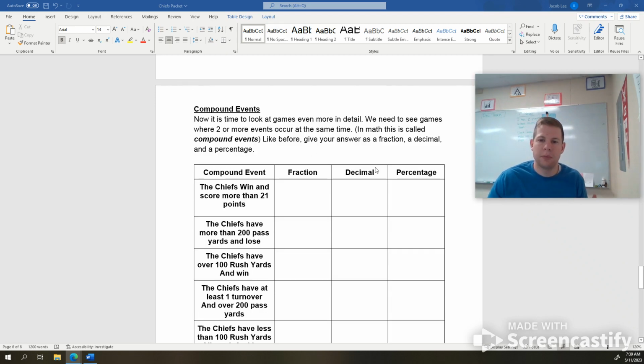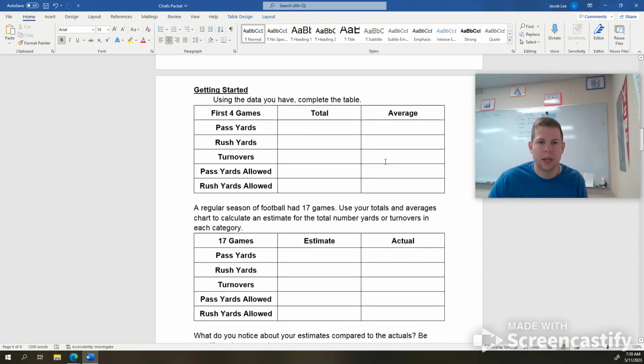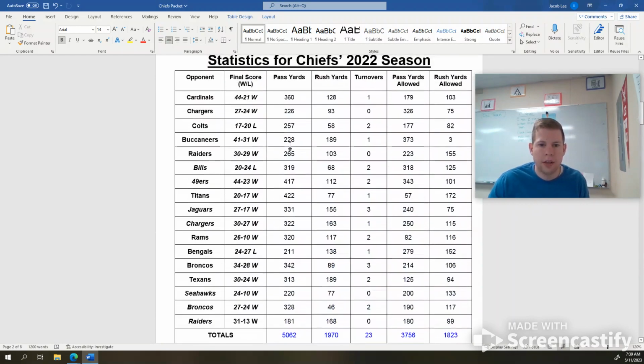If we go back up to our statistics page, that means this is a loss, we don't count this one. This is a loss, we don't count this one. This is a loss, we don't count this one. Now their score is over here. The first number is your team's score. So we can see they scored 24 points. They scored more than the 21 points that the question was asking for. But they didn't win, so this event doesn't count.